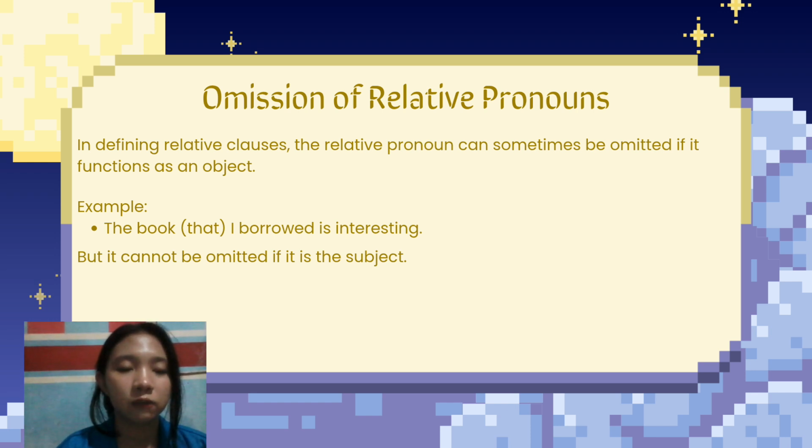Omission of relative pronouns. In defining relative clauses, the relative pronoun can sometimes be omitted if it functions as an object. The example is, the book I borrowed is interesting, but it cannot be omitted if it is the subject.